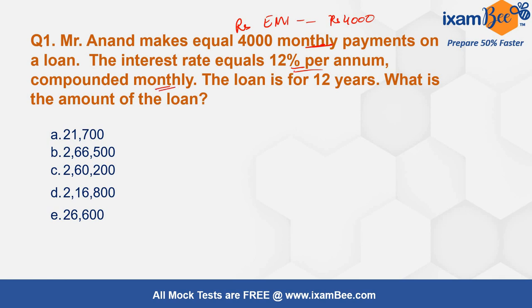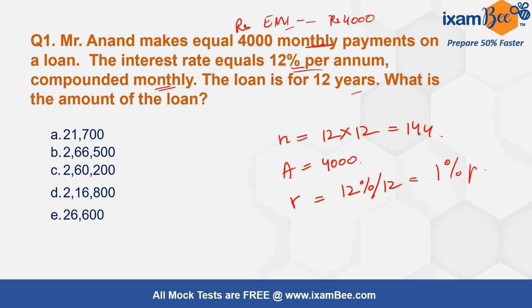It is 12% per annum, but because he is paying monthly, compounding happens on a monthly basis, and his loan is for 12 years. Then what is the amount of the loan that he has taken? It's similar to what we were discussing. Here the number of periods n is 12 into 12, which is 144, my EMI or annuity is 4,000, and my interest rate R is 12% divided by 12 months, which is 1% per month.